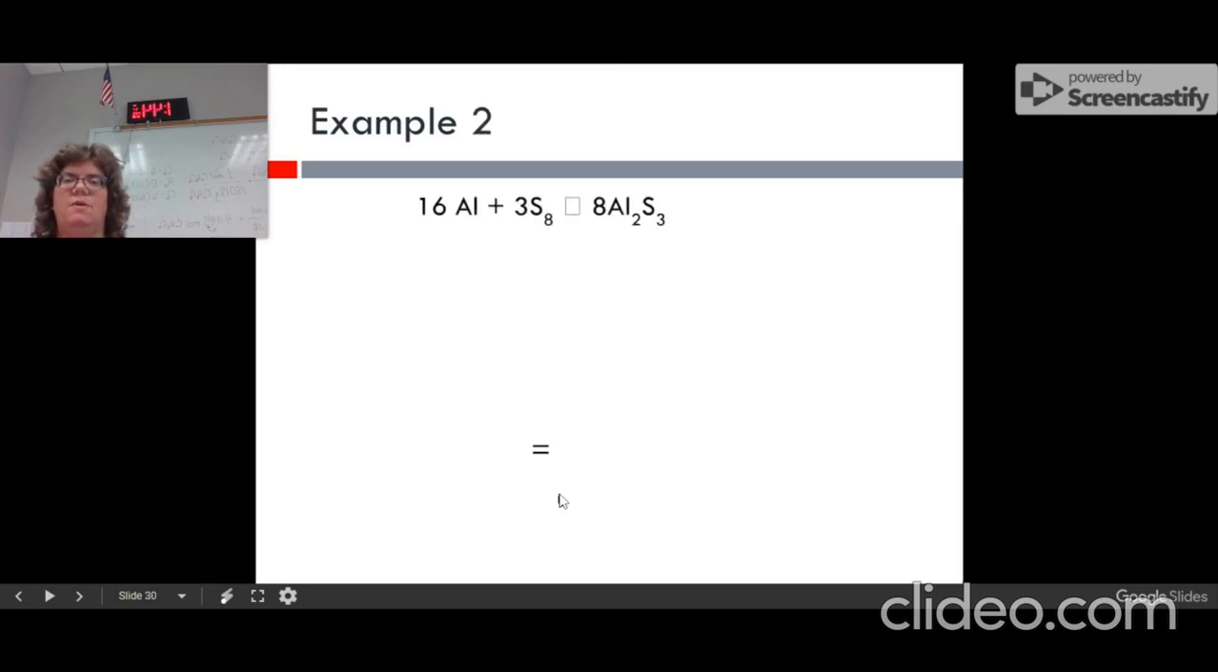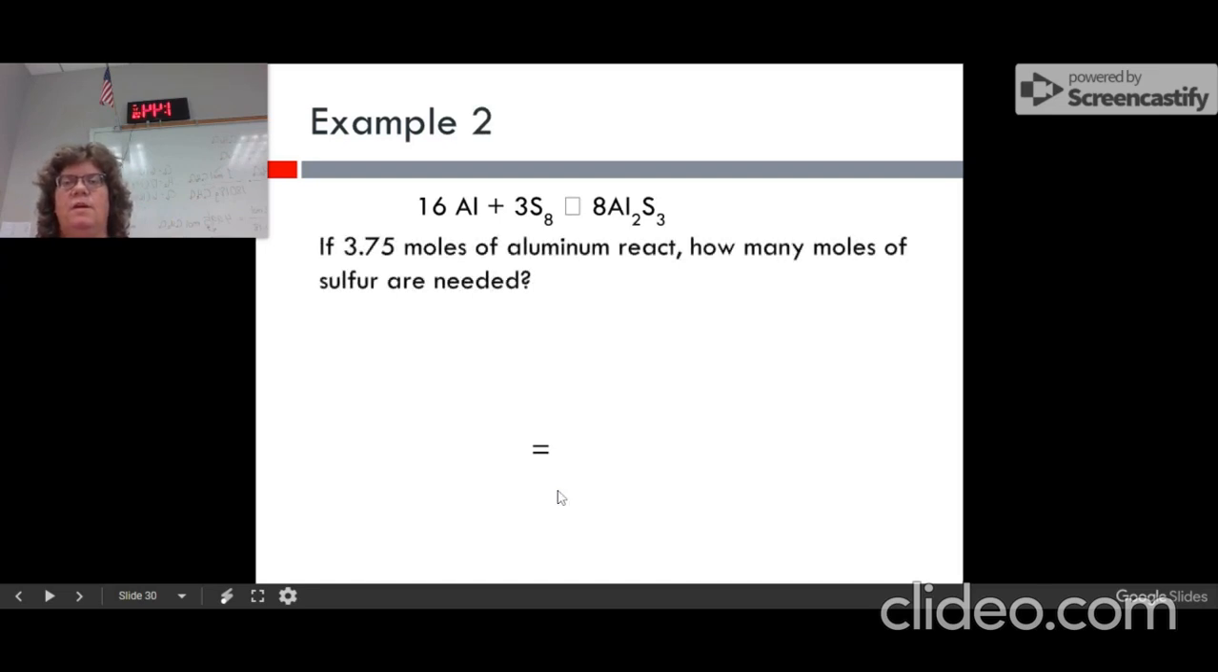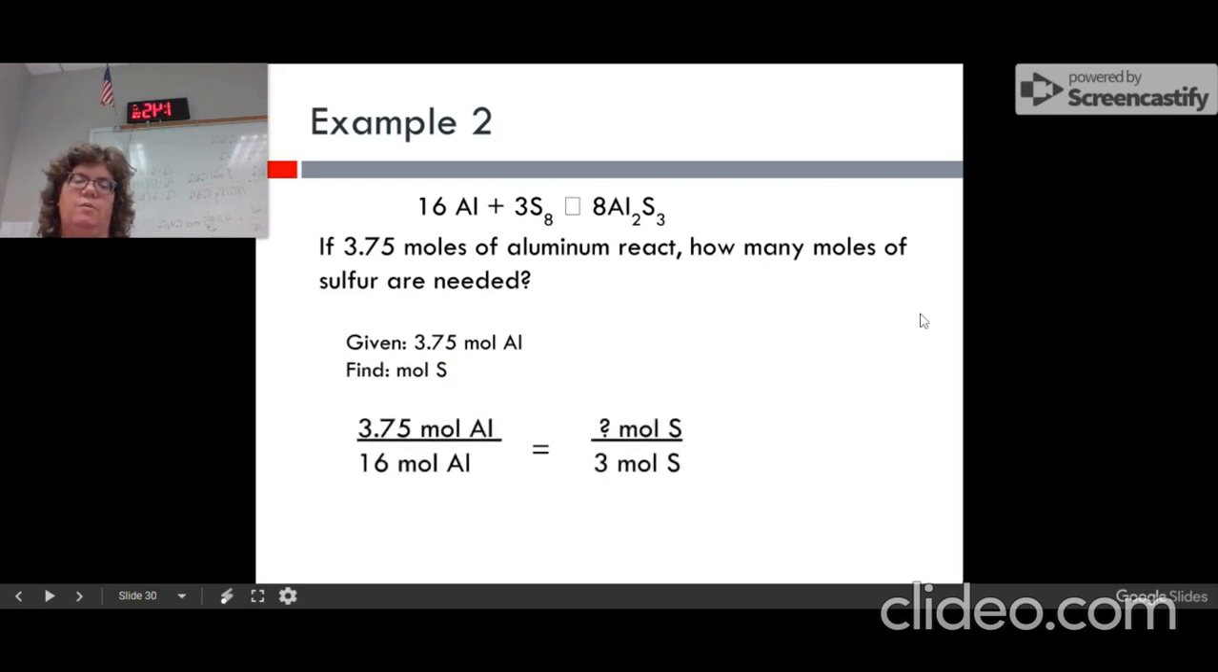Here's my next example. Same equation with the aluminum and the sulfur, making aluminum sulfide. This time the question says, if 3.75 moles of aluminum react, how many moles of sulfur are needed? So this time we're talking about just my ingredients, my reactants, aluminum and sulfur. If I have 3.75 moles of aluminum, how much sulfur am I going to need for this recipe to work? So we'll write down what we're given, 3.75 moles of aluminum, and what we're looking for, moles of sulfur. Then again, we can set up a ratio proportion equation.